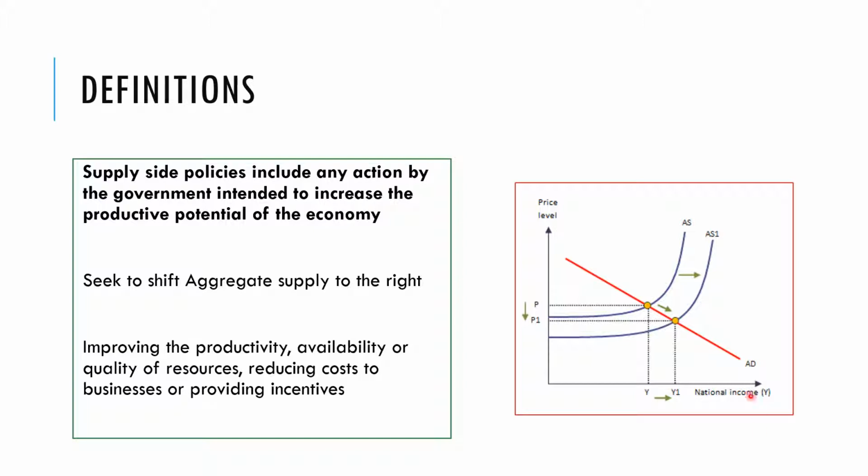So supply side policy will shift AS to the right, and we can see that effective supply side policies increase national income, and a real bonus that you should make sure you get down in your notes is they also lower the rate of inflation.